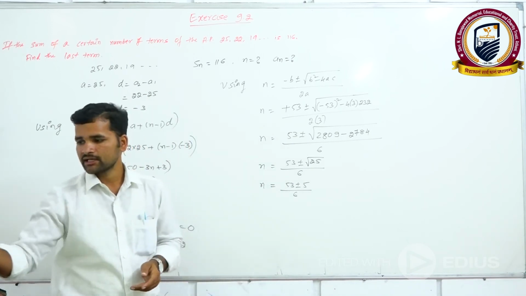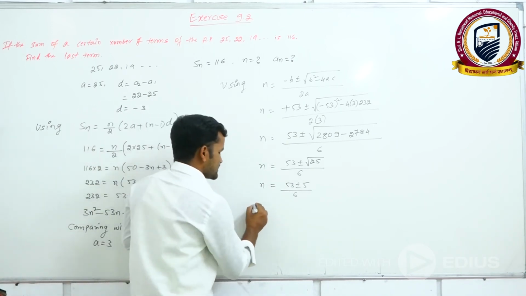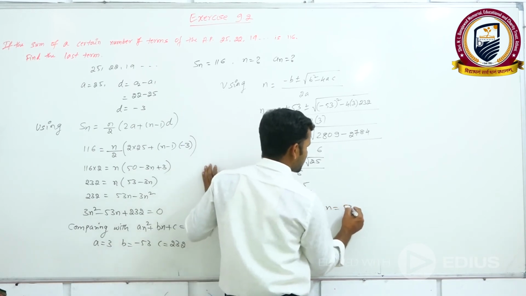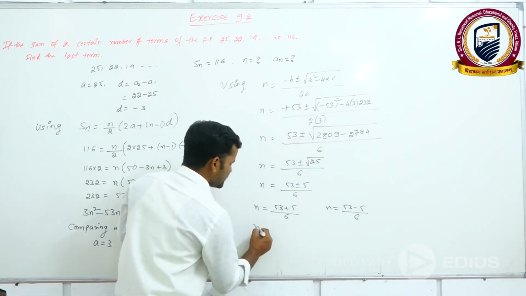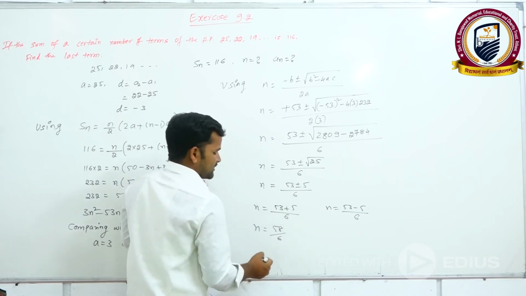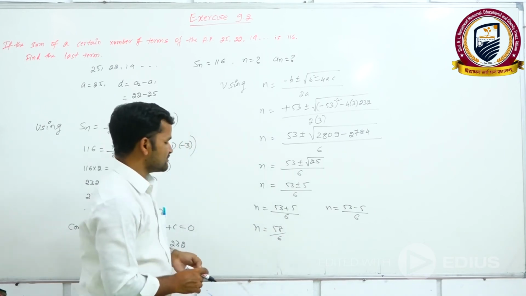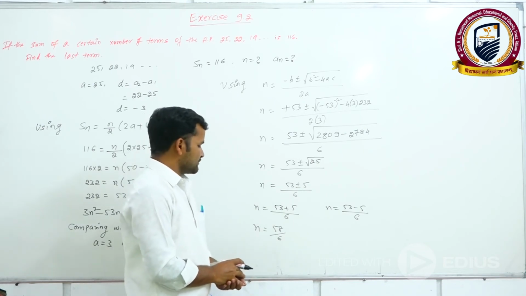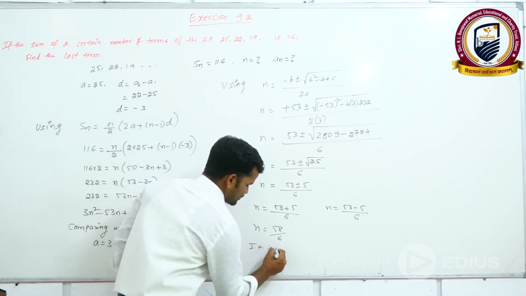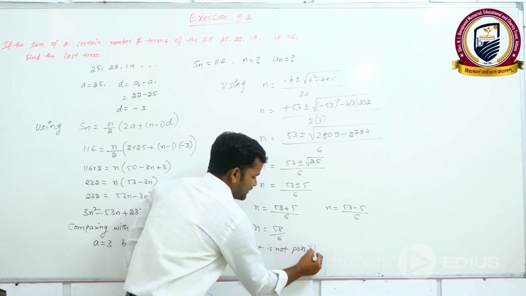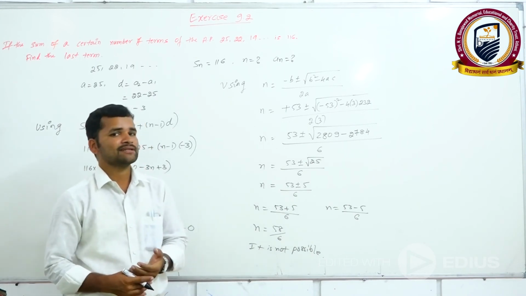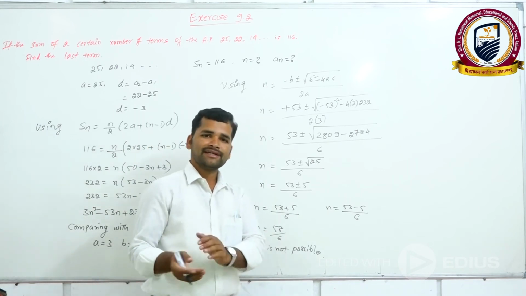Two cases I need to consider here. One is with plus, another one is with a minus. N is equal to 53 plus 5 divided by 6. Another one is n is equal to 53 minus 5 by 6. N is equal to 53 plus 5, that is 58 by 6. 58 by 6 becomes a decimal form, 9 point something. This is not possible. Why is it not possible? Because the number of terms can't be a negative or fractional value. So the number of terms will be an integer.